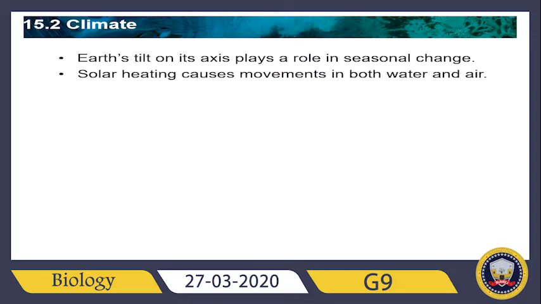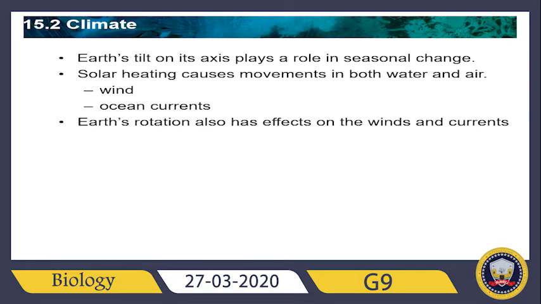The solar heating causes movement in both water and air: wind, ocean currents. Now, the Earth is tilted on its axis, if you remember, okay? We saw the video. This tilt causes a seasonal change. The seasonal changes: autumn, winter, spring, summer.